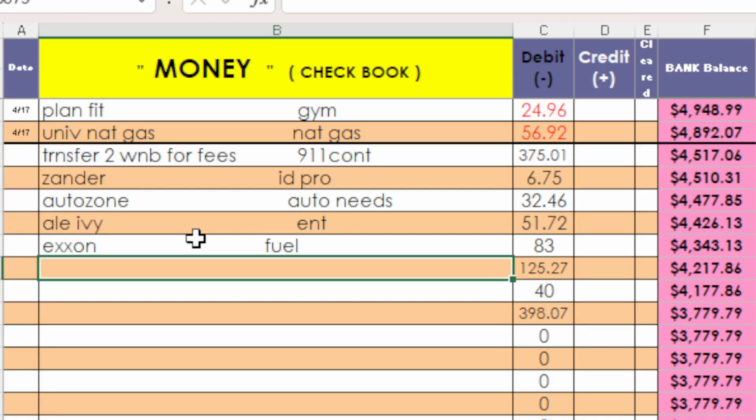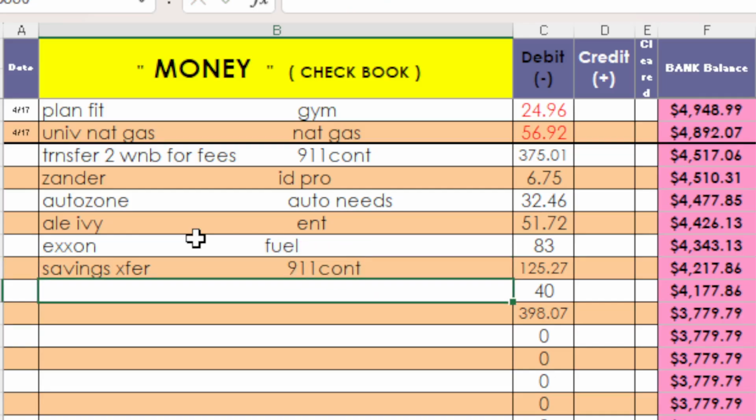This one is another transfer to the savings. So this is going to be SVNVV, transfer to the saving, or I can say SAVINGS XFER, savings transfer, and that's going to go to the 911 account as well. 911 CONT.